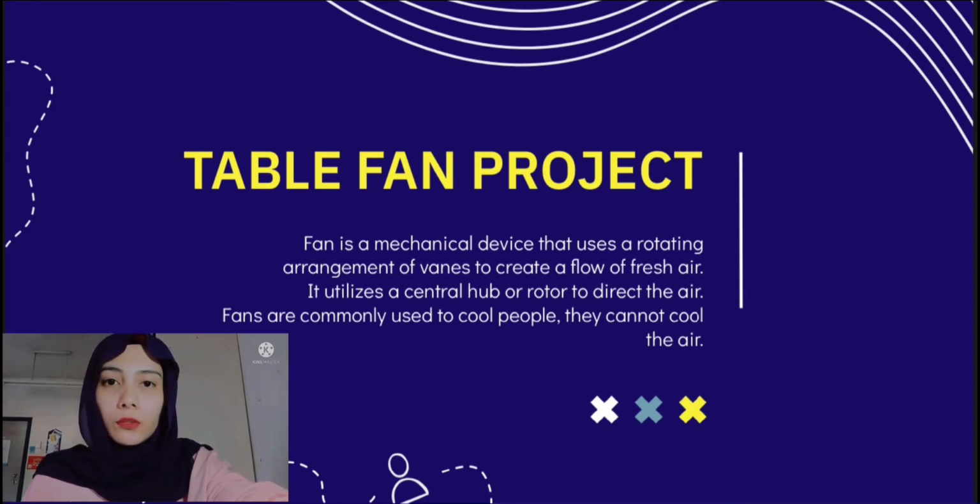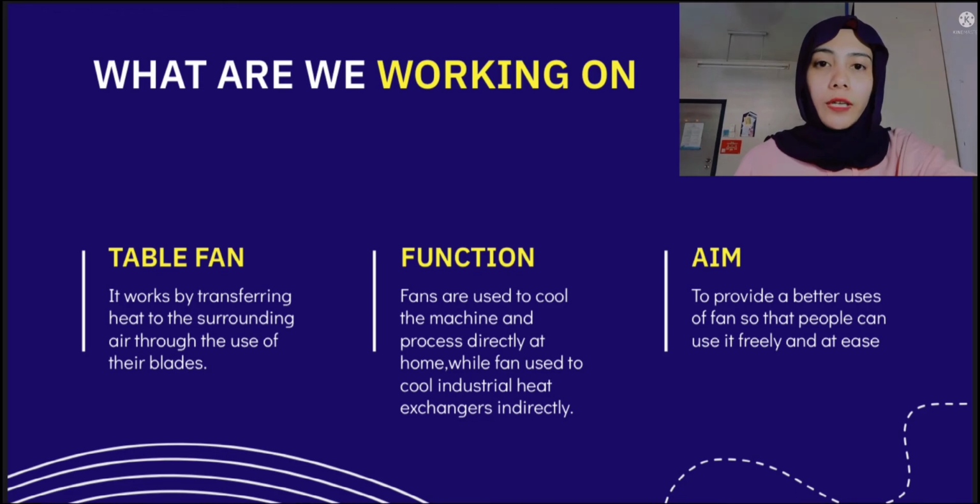Fans are commonly used to cool people, but they cannot cool the air since they do not work like an air conditioner. Fans work by transferring heat to the surrounding air through the use of their blades. In the industry, fans are used in a variety of ways. Some fans are used to cool the machine and process directly, while others are used to cool the industrial heat exchangers indirectly. For our project, we are focused on the standing fan or table fan that is usually used at home.